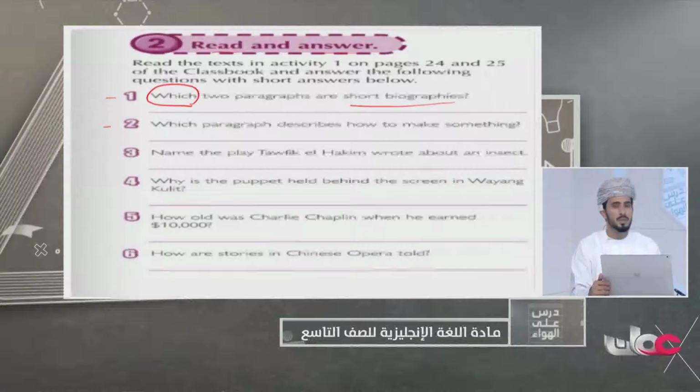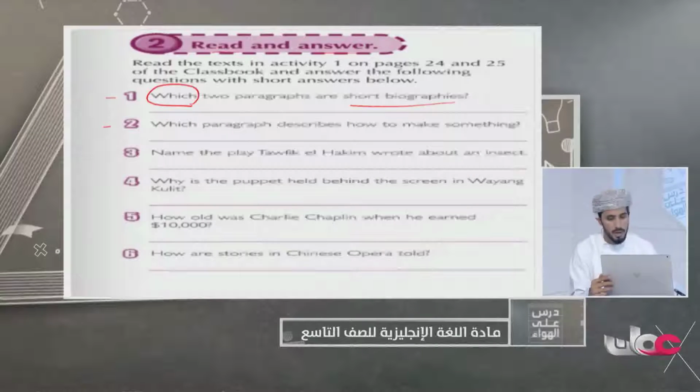We have already studied this word in the last semester. There is a difference between biography and autobiography. An autobiography is when a person writes about himself, about his own life. But when I write about someone else's life, we call it, yes, excellent, a biography. So we will choose from the 4 options 2 biographies.